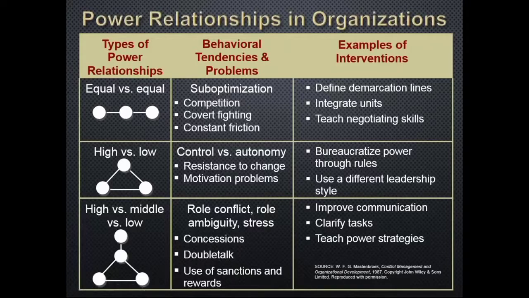So this is a basic design of how the relationship will look like. We have the equal versus equal. So we look at the suboptimization, the behavioral tendencies and problems. Part of the behavioral tendencies you see in this kind of relations is when it's between colleagues of about the same level, or departments of the same level, or organizations within the same strata, or staff within the same cadre, the same ranking. We see it as equal versus equal.